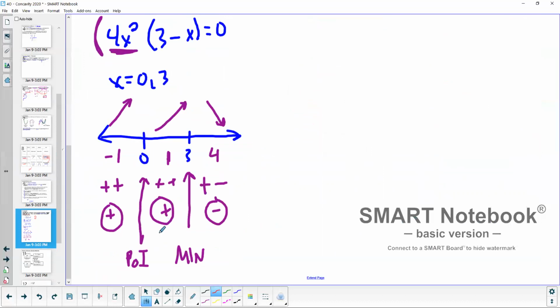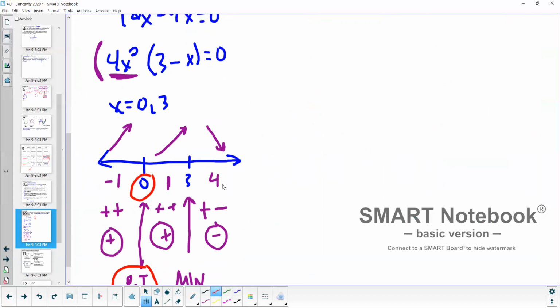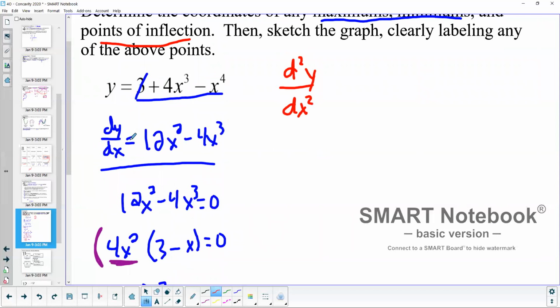So right now, it appears like we've got one of those here at x equals 0. So hopefully this value of x equals 0 also shows up in the second derivative. So let's see what happens. If this is my first derivative, 12x squared minus 4x to the third, and I find the second derivative, the second derivative would be 24x minus 12x squared. And now I repeat the same process as I did for the first derivative. I set it equal to 0. So 24x minus 12x squared is equal to 0.